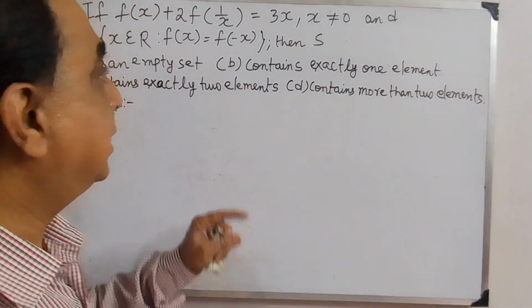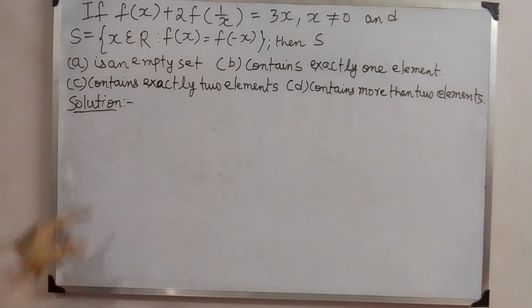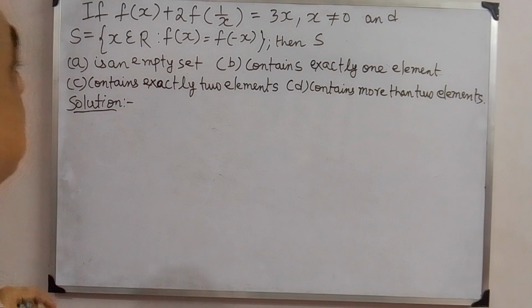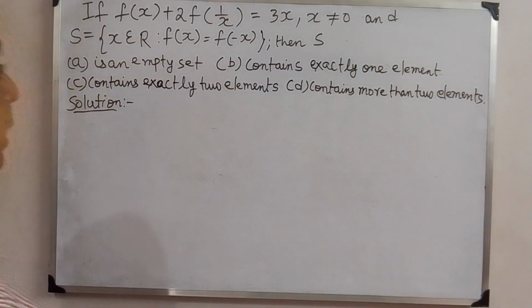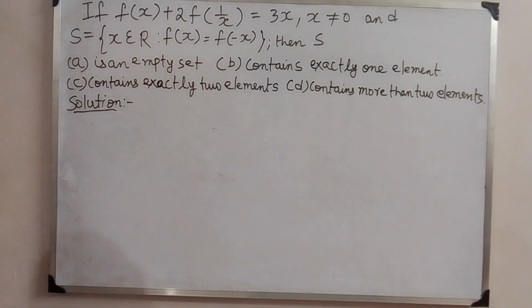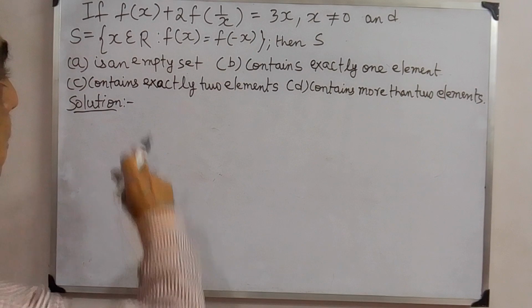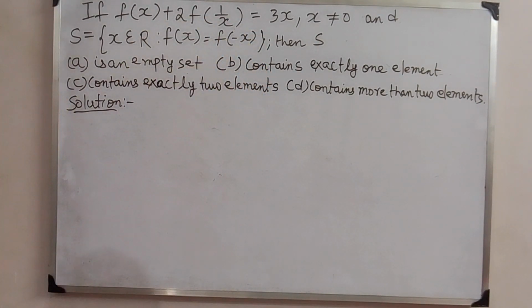See, that means we have to find the number of elements in the set S. That means we have to find all possible values of x given by this relation. And here it is being told to us that f(x) = f(-x). That means the function f(x) is an even function.